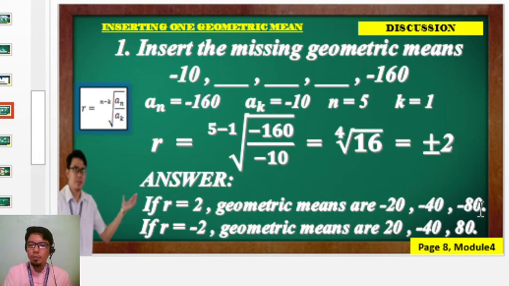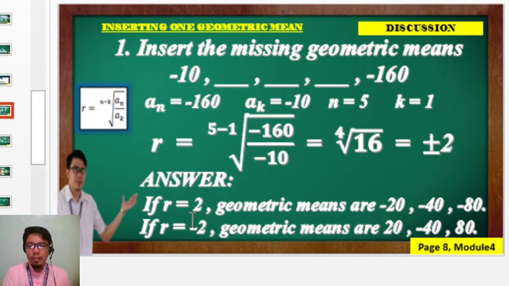So how do we get that? If r is 2, if we multiply 2 times negative 10, the result is negative 20. Times 2 again, the result is negative 40. Times 2 again, the result is negative 80.